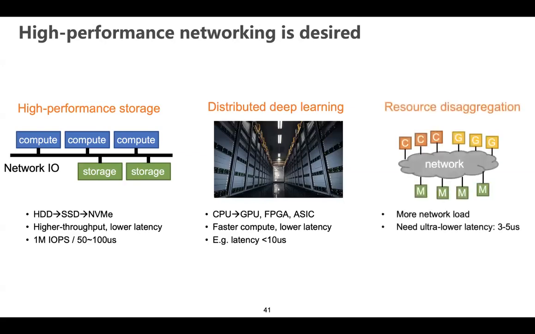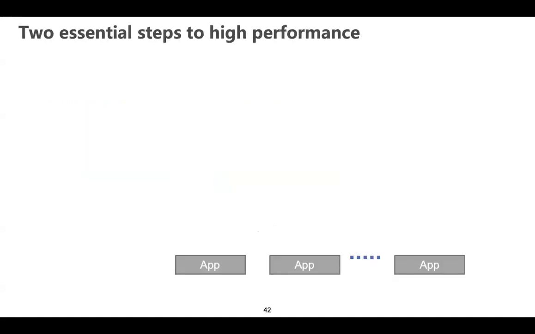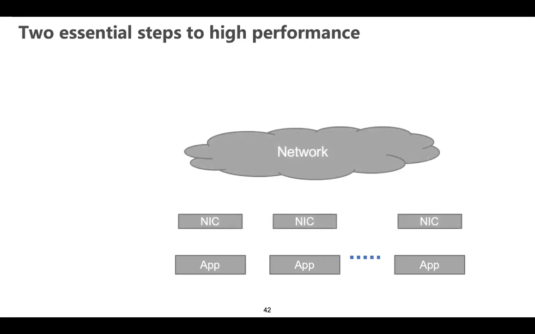Beyond that, there is also a new trend that the resources in a data center are getting disaggregated. So the memory and the CPU will be separated into different pools in the future. That means even memory access will go through the network, which adds more network load and requires ultra low latency. Driven by this demand, the network and the NIC become much faster.